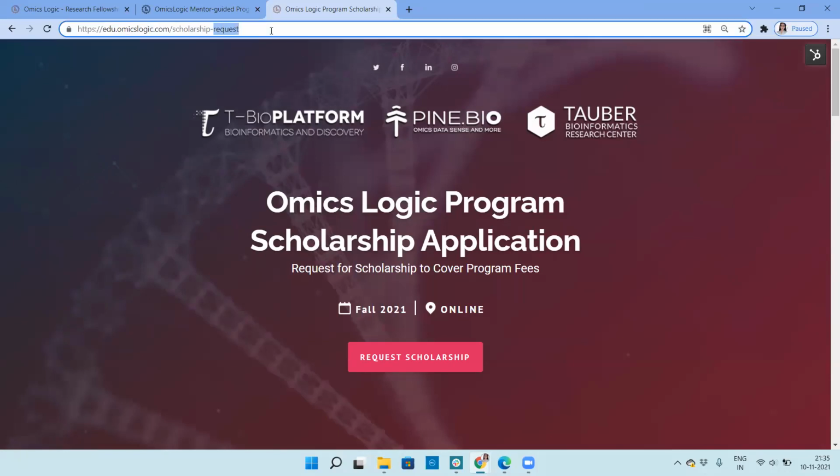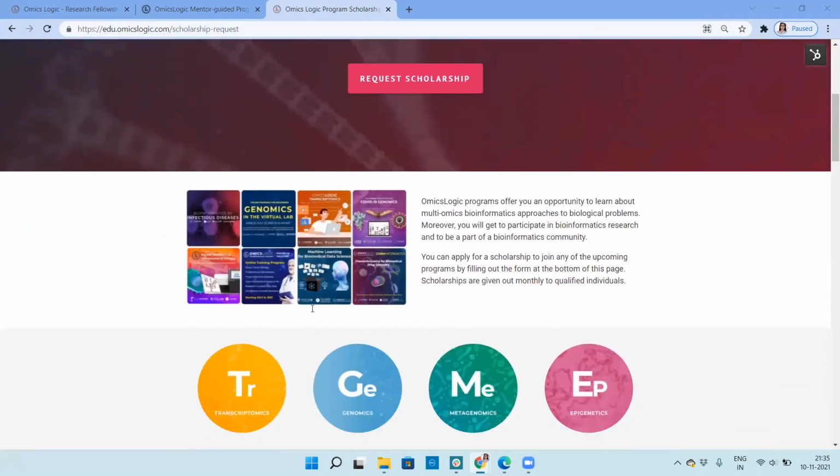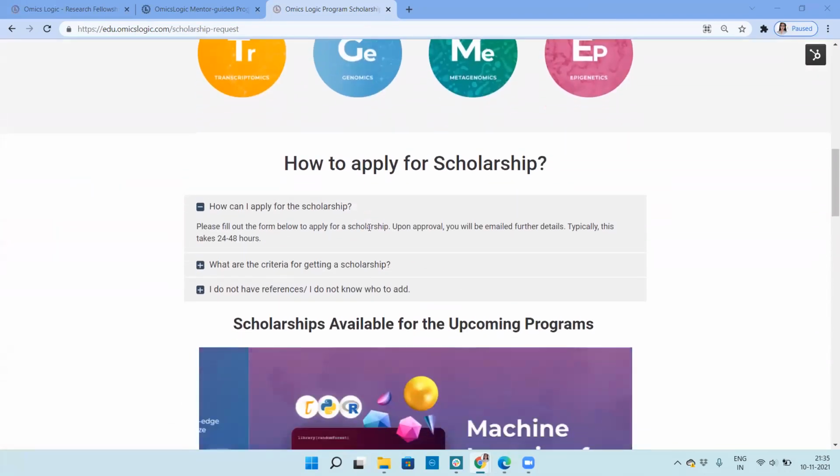This is the scholarship application form that I will be sharing in the chat box. Once you fill this scholarship form, we will review your application and get back to you to tell you how much scholarship you're going to get for the research fellowship program. And that's the way you can get yourself enrolled.